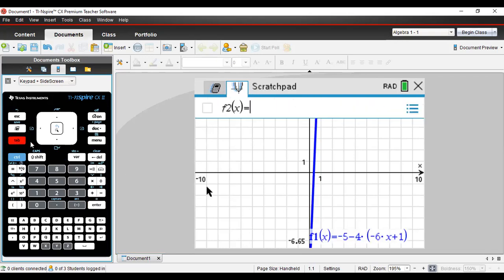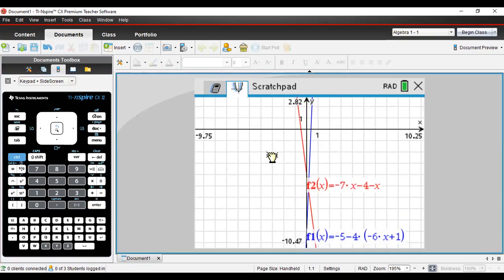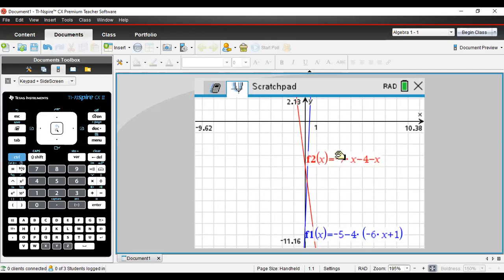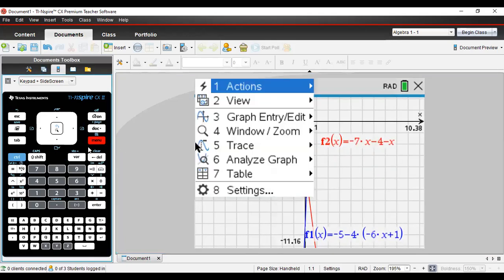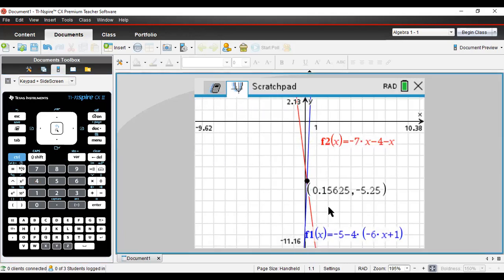We got a straight line. Now what we're going to do is tab and put in the right-hand side. So it's going to be negative 7x minus 4 minus x. All right, we're going to press enter, and we can almost see the intersection. So I'm going to pull it up a little bit so we have the intersection in the window. Now we can do menu 64. So we go menu 64.